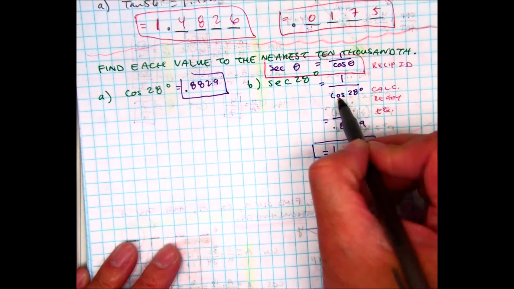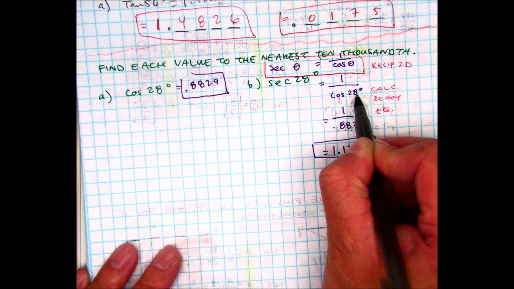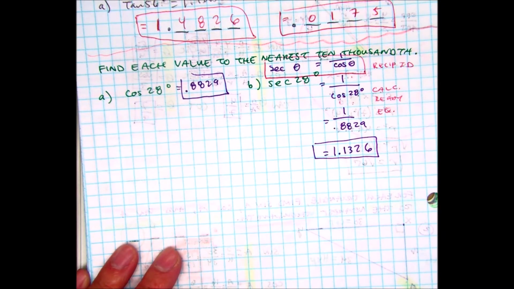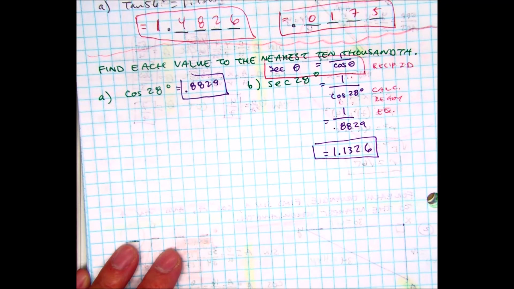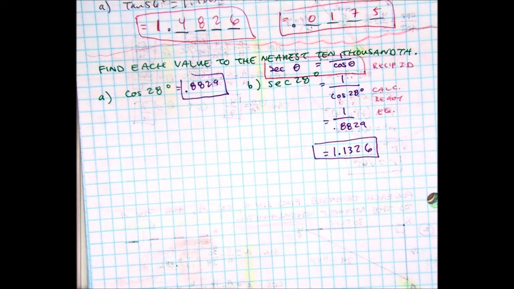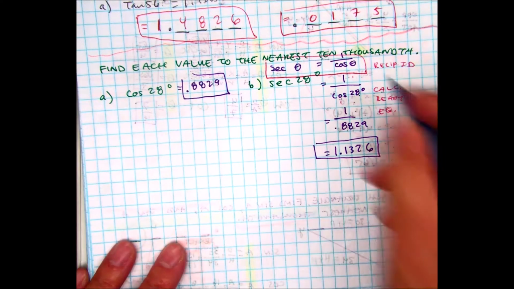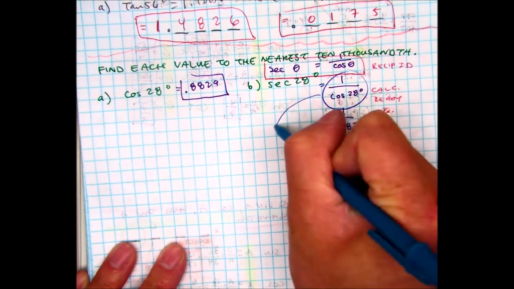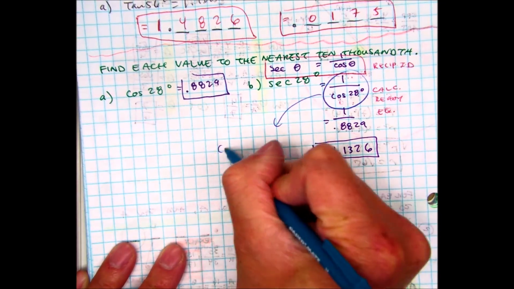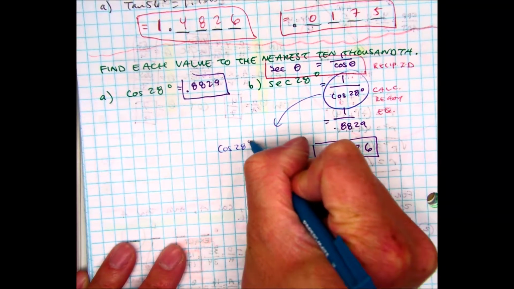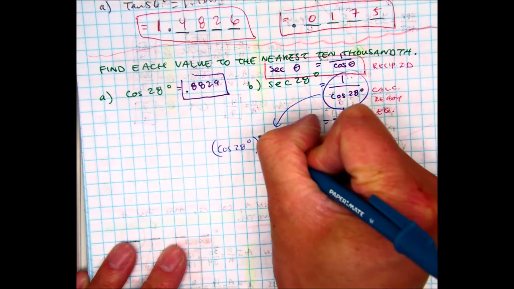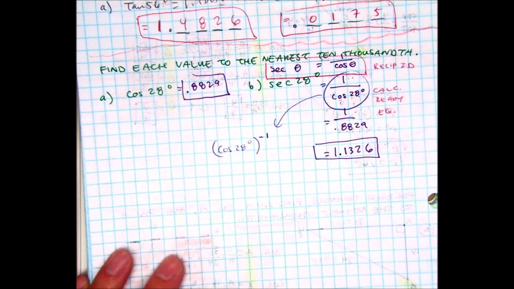Here, I have 1 over cosine of 28 degrees, right? So I'm going to show you an alternative way. I'm a different color. What color am I? Alright, from here, I can type in cosine of 28 degrees and then to the -1 power.